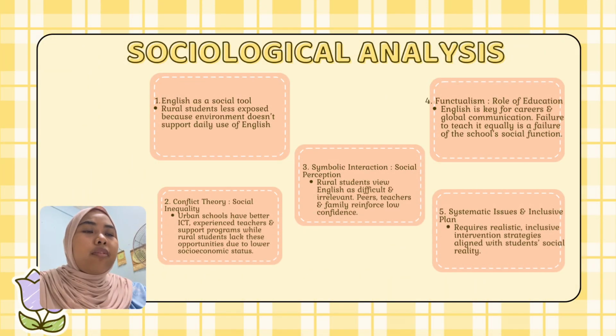Poor English proficiency in rural schools is not just about student weakness, but also shaped by social, cultural, and economic factors. Conflict theory explains that unequal access to resources such as ICT and experienced teachers creates a gap between urban and rural students. Symbolic interactionism shows how negative perception of English forms through daily interaction, lowering confidence and motivation.